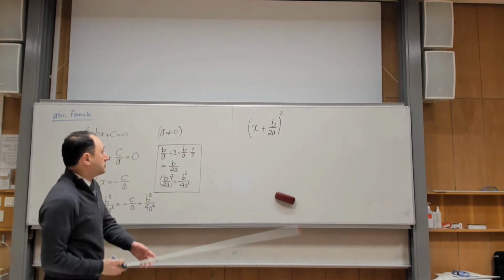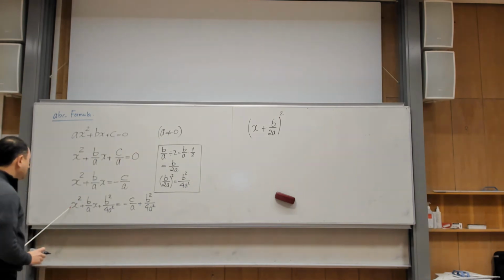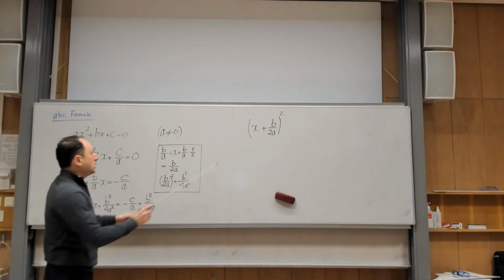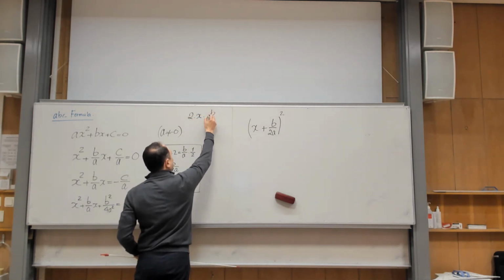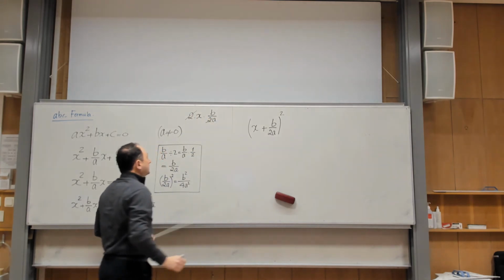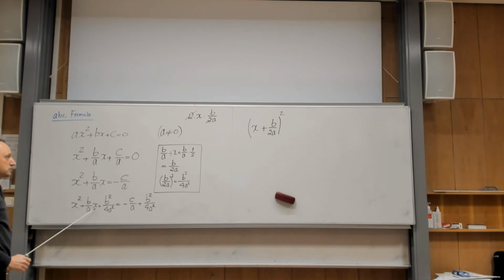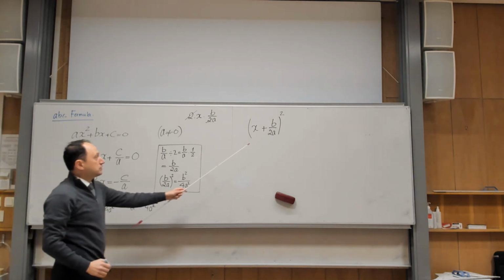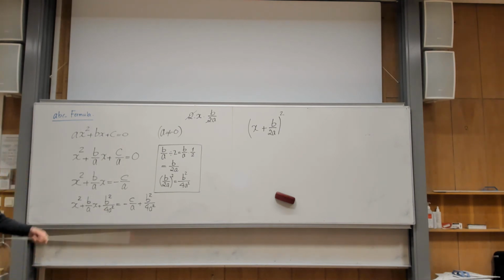So if I want to make sure, the first one to power 2 is really x squared. 2 times the first one times the second one. These 2 and that 2 are cancelled. I get b over a x, b over a x. That's correct? And the second one to the power 2 is indeed this one. So that's completely true.